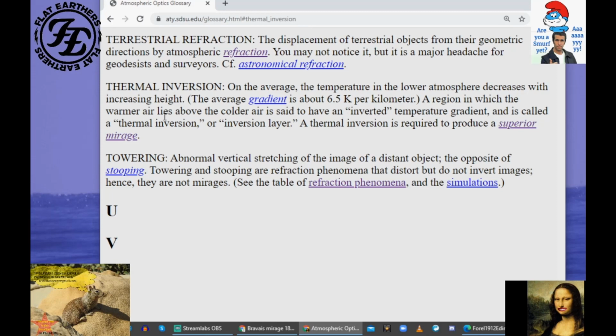And it is called a thermal inversion or an inversion layer. A thermal inversion is required. See, that's interesting to me. I think that this is a predisposed bias, a presupposition that something has to be happening out there physically. So here's what I think just happened in my brain.